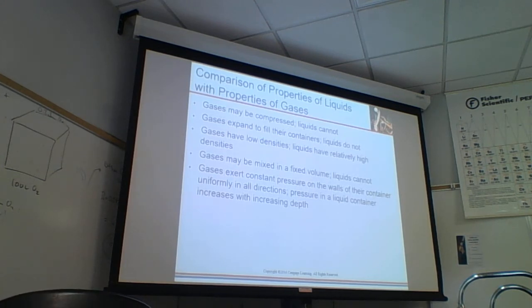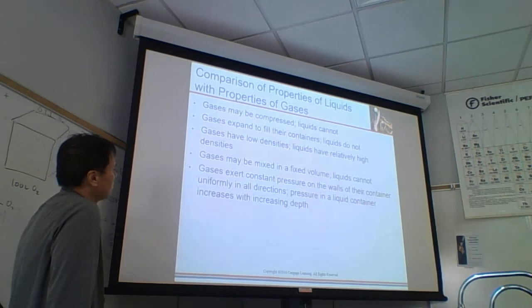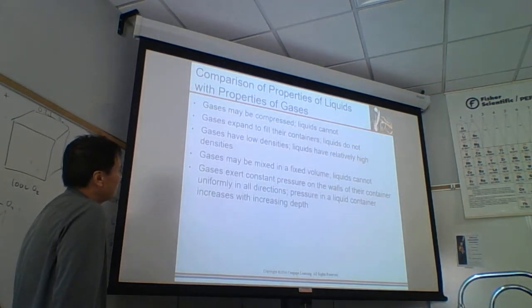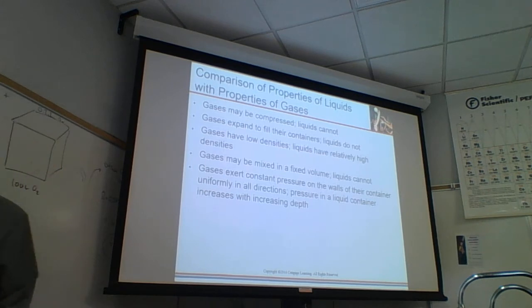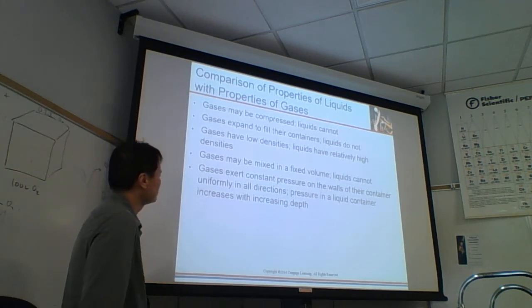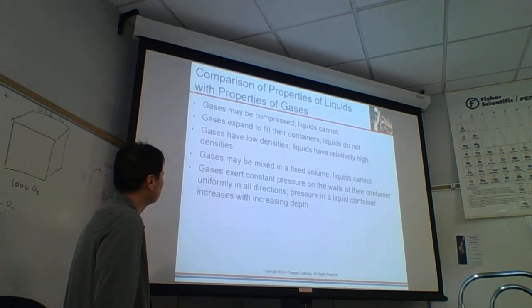Gases expand to fill the containers, liquids do not. You know, liquids will just sink to the bottom. Gases will cover the whole container, fill the whole container. Gases have low density, liquids have relatively high density. So the gas here, since it's mostly empty space, density is about 1,000 times less than liquid water. And the liquid water is about 1 gram per milliliter. The gaseous water vapor here is about 0.001 grams per milliliter, because we end up having 1,000 times more empty space.